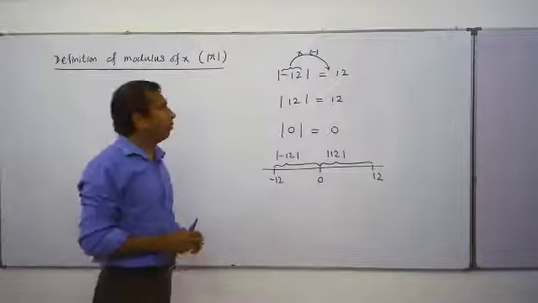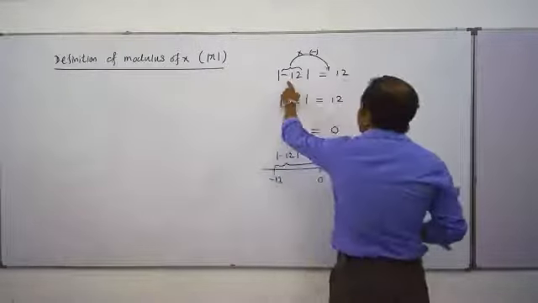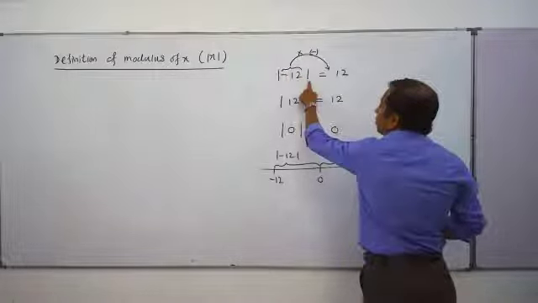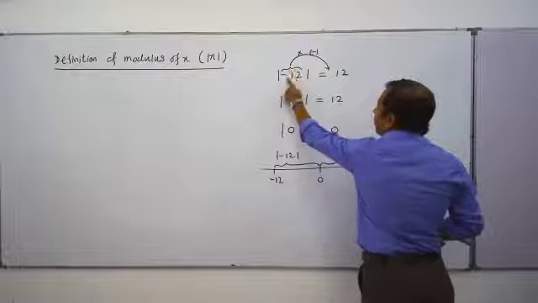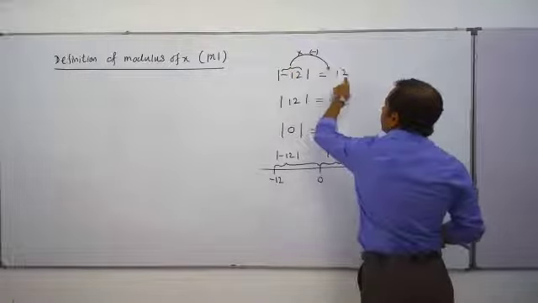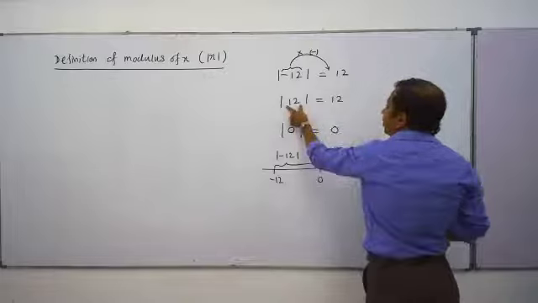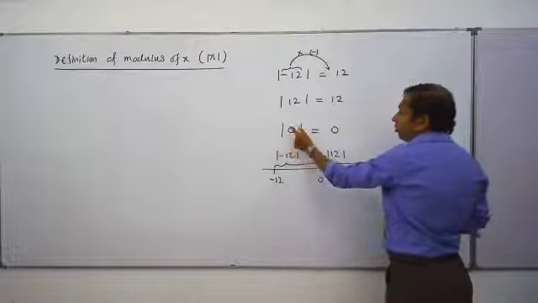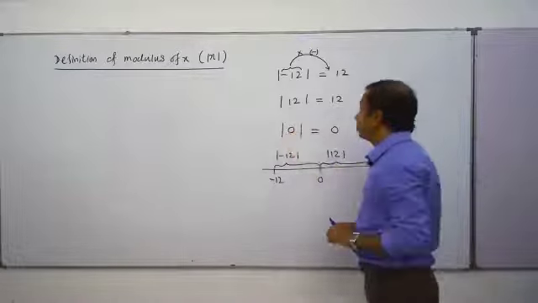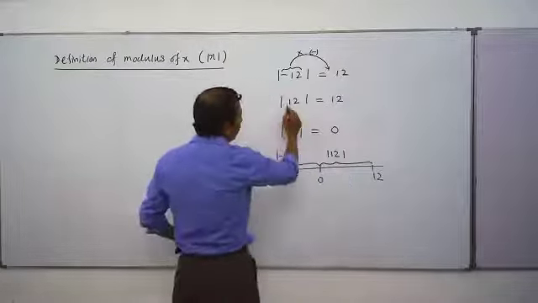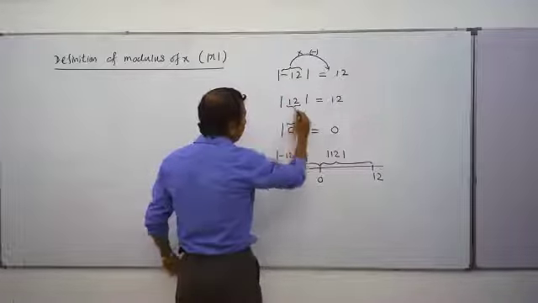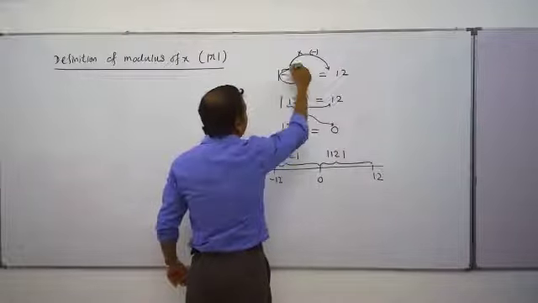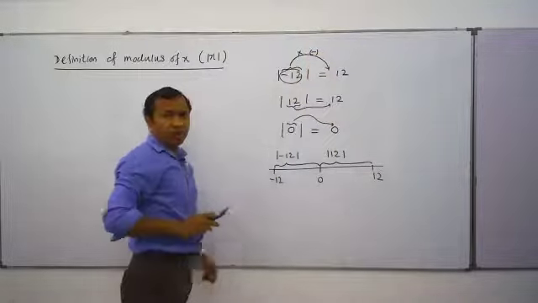So remember, when the real number is negative, its modulus can be found by multiplying that negative real number by another minus sign. We get positive 12. If the real number is positive, its modulus is the same. If the real number is 0, the modulus is the same. If the real number is negative only, multiplying it by minus sign, we find the modulus.